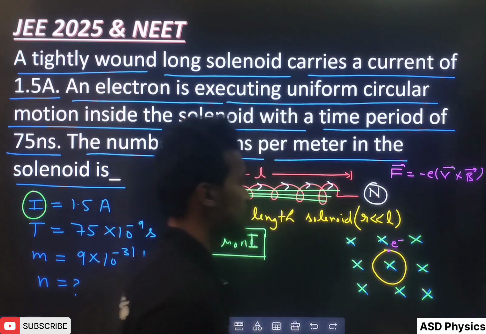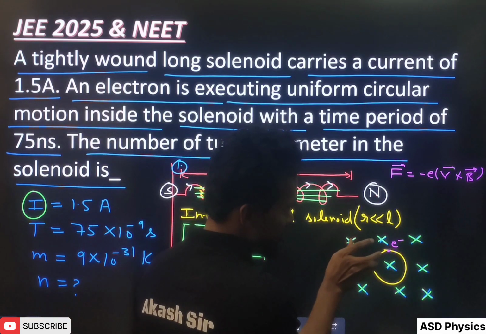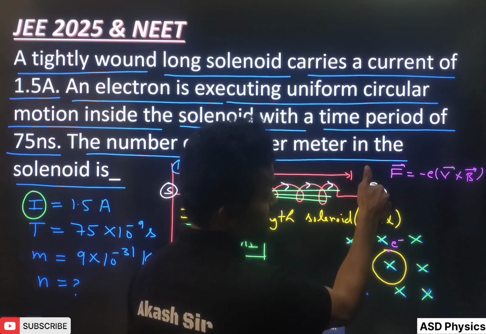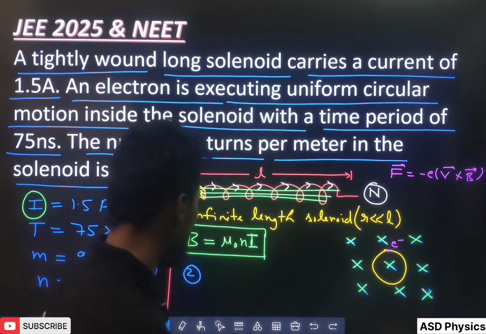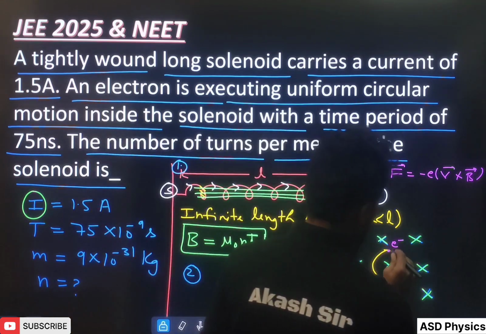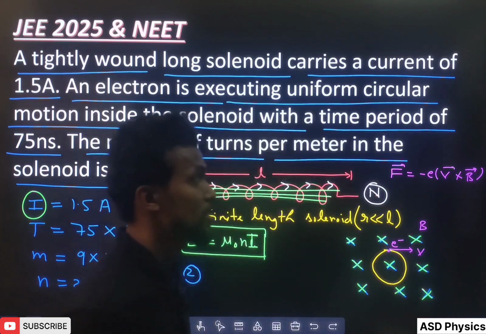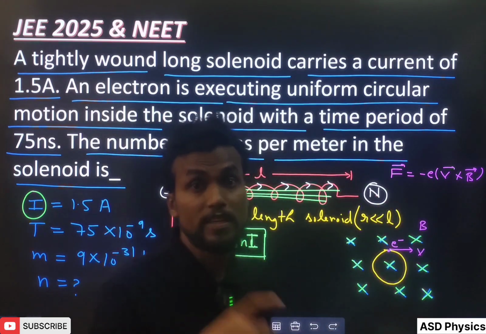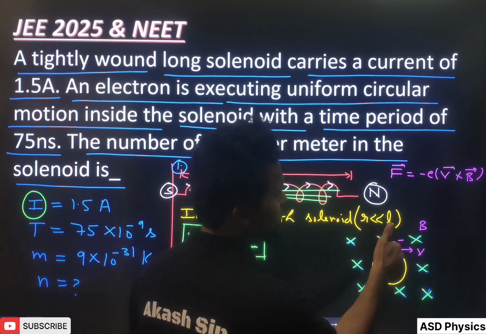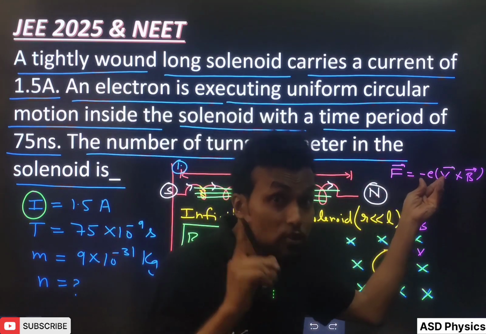If the electron is moving in this direction, what will happen? V cross B is in this direction. For a positive charge the force is upward, but due to the negative charge the force will be downward. Let's take the electron having velocity in this direction and the magnetic field inside. For V cross B, we curl our fingers from V to B, which gives force upward for a positive charge. But this is a negative electron.